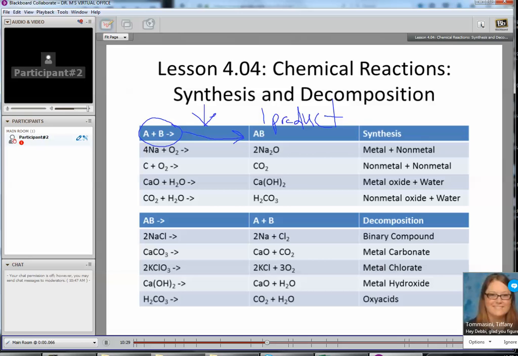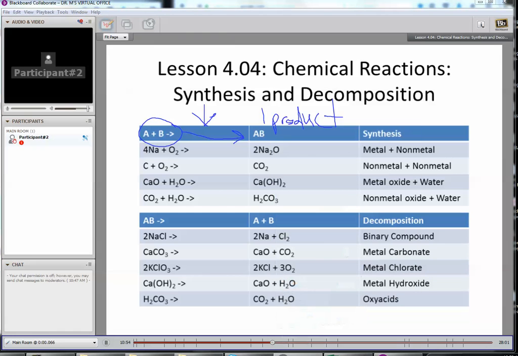That's a good way to tell that it's not something like a single replacement reaction, which would have a product and another element hanging out on its own. So if you see just the one product at the end, you know that that's synthesis. We see that synthesis can take on a lot of different forms, between metal and nonmetal, nonmetals and nonmetals. Just keep in mind that we have several different kinds and variations of synthesis reactions.